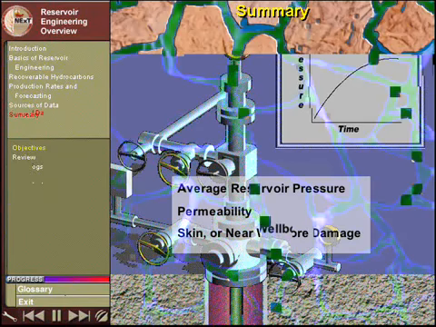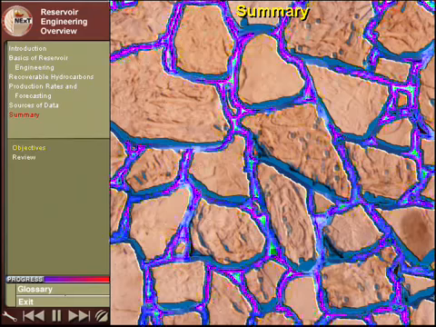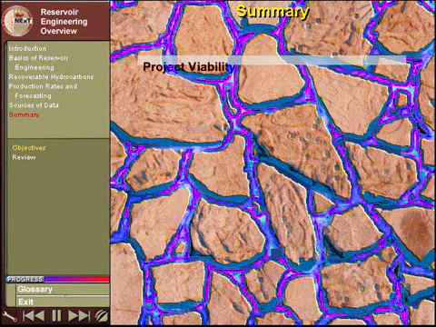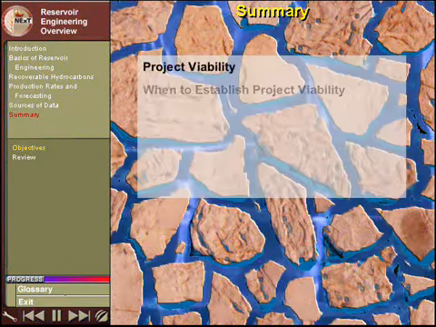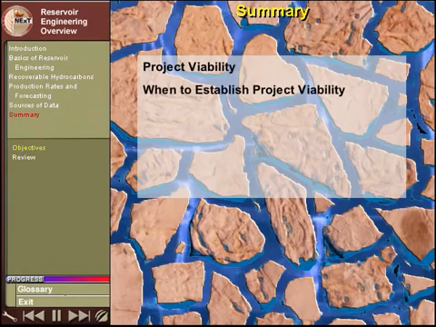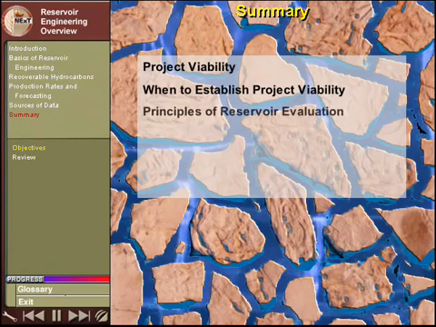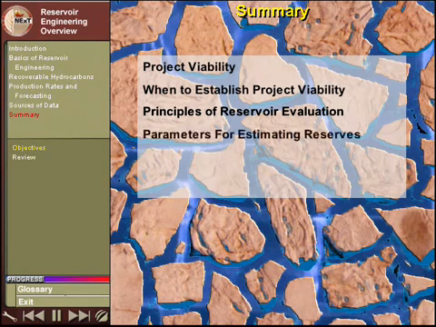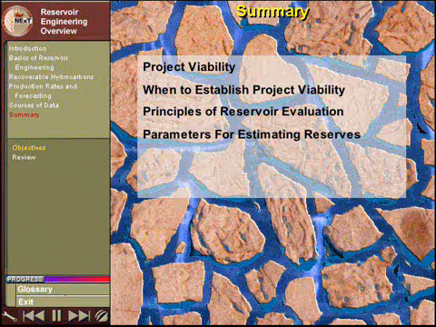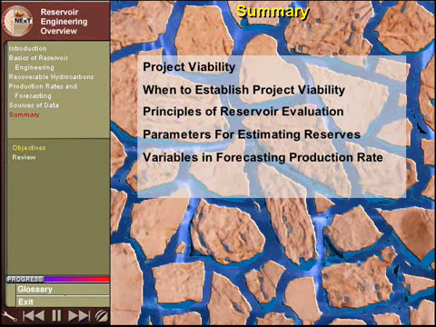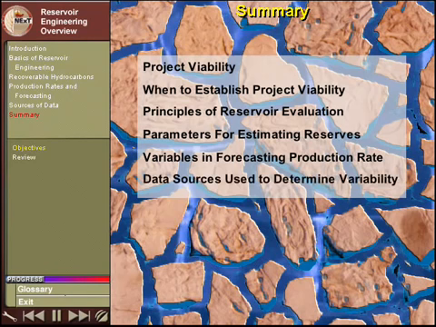Now that you've completed this module, you should be able to explain how to establish a viable project, identify when establishing viability is required in the life of a field, and on what sound principles a reservoir evaluation is based. Describe parameters used in estimating hydrocarbon reserves, and identify how they are used. Identify variables specifically associated with production rate forecasting, and how they are used in the basic radial flow equation. List various sources of data, and what information can be obtained from them, and how it can be used to determine field development viability.